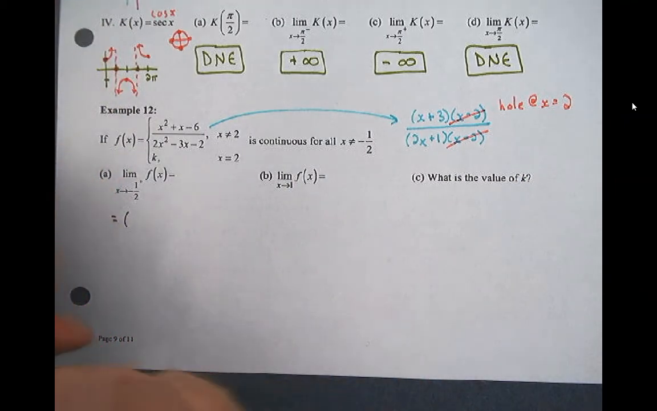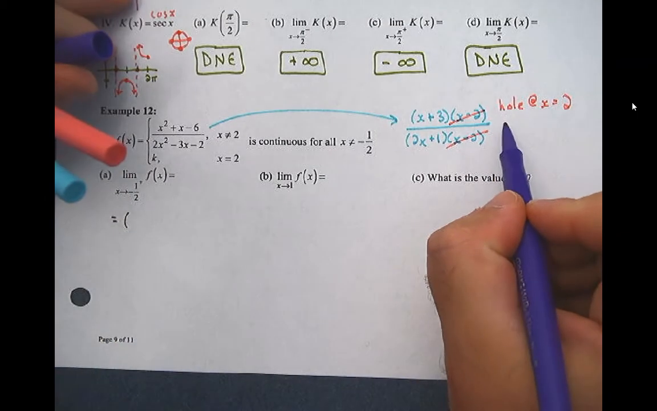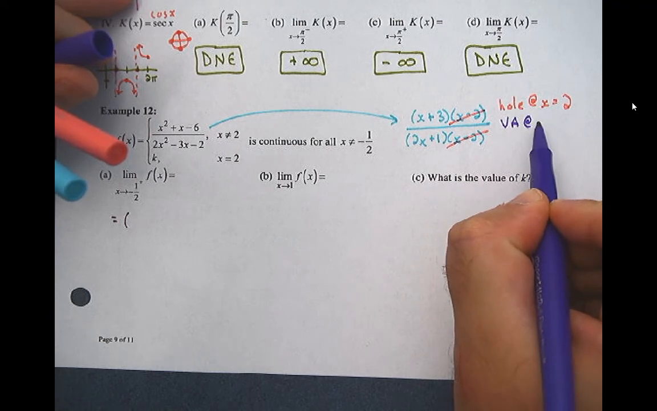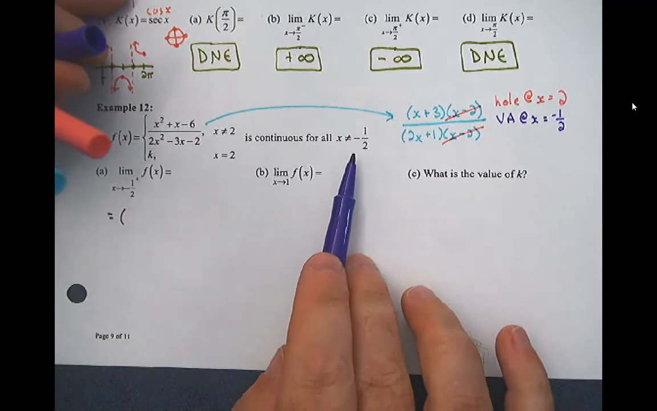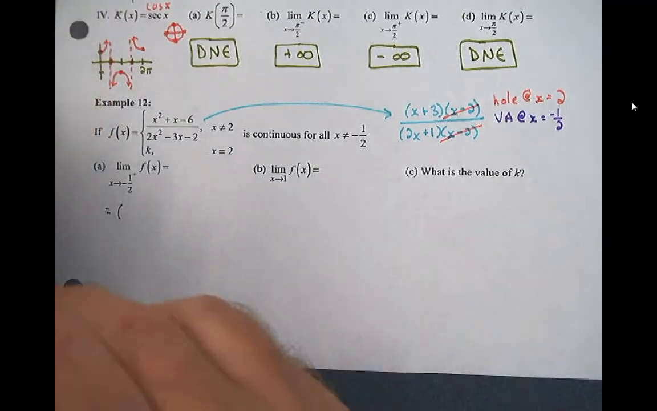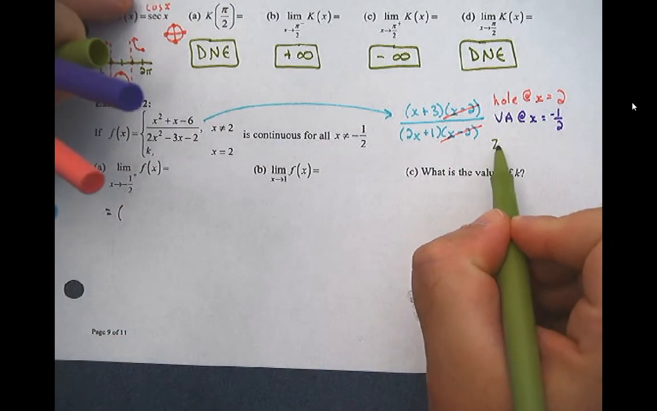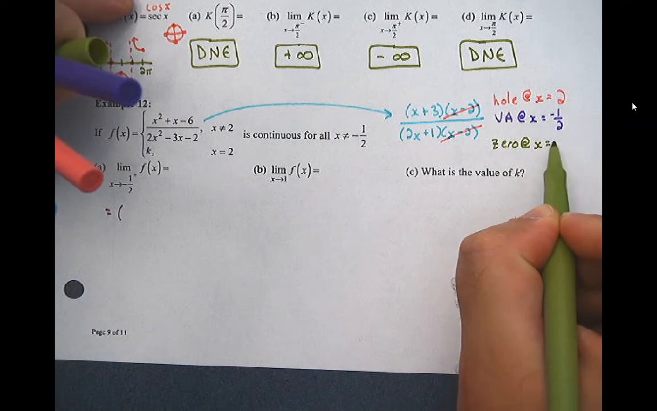What else do you notice? You should notice 2 more things. I know we have a VA at x equals negative 1/2. Now I see why they're talking about negative 1/2. And one more thing. We have a 0 at x equals negative 3.